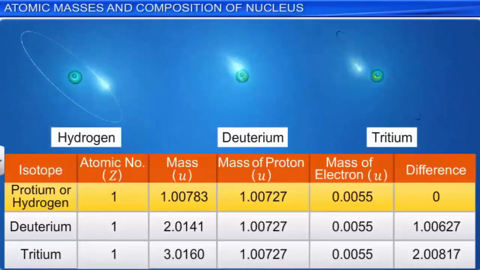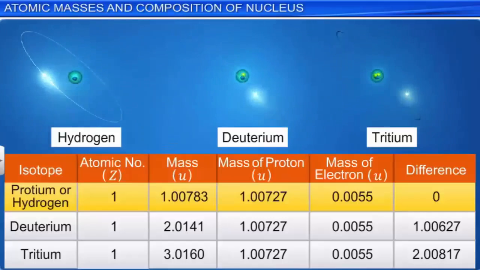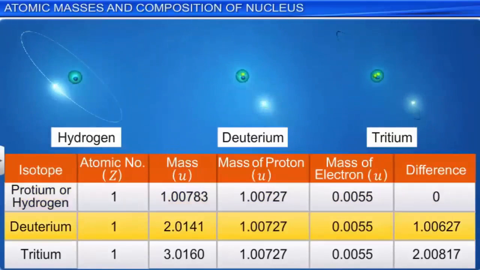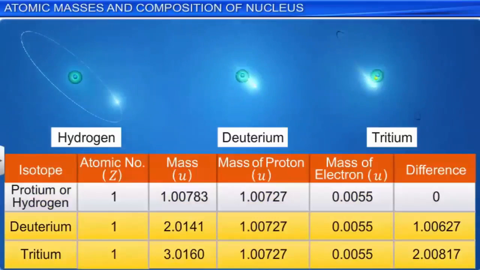Hence, the difference between the atomic mass and sum of the masses of the protons and the electrons is equal to 0. But, in the case of deuterium and tritium, this difference is not equal to 0. This indicates that apart from protons and electrons, there are other particles present in the atom.